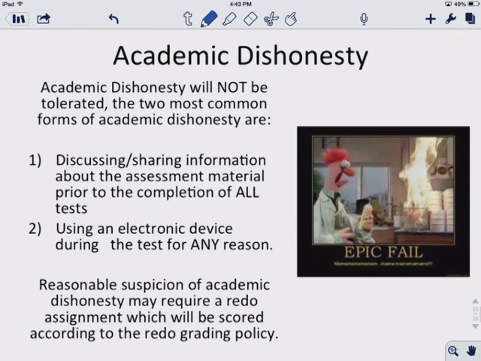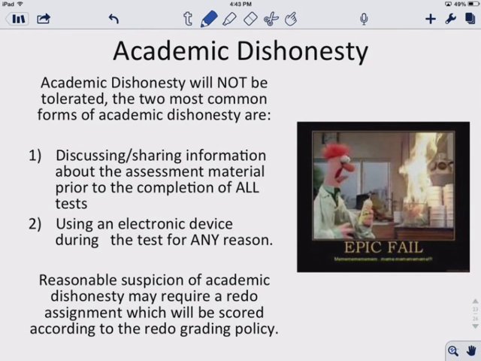And academic dishonesty. Academic dishonesty will not be tolerated. The two most common forms of academic dishonesty are, number one, discussing or sharing information about the assessment material prior to completion of all tests. So it's really frustrating when I give a test in first period, and then I have kids come in throughout the day and ask me, hey, how do you do this? And they tell me the exact question from the test. So we don't want to discuss or share any of the assessment materials until everybody's completed that test.